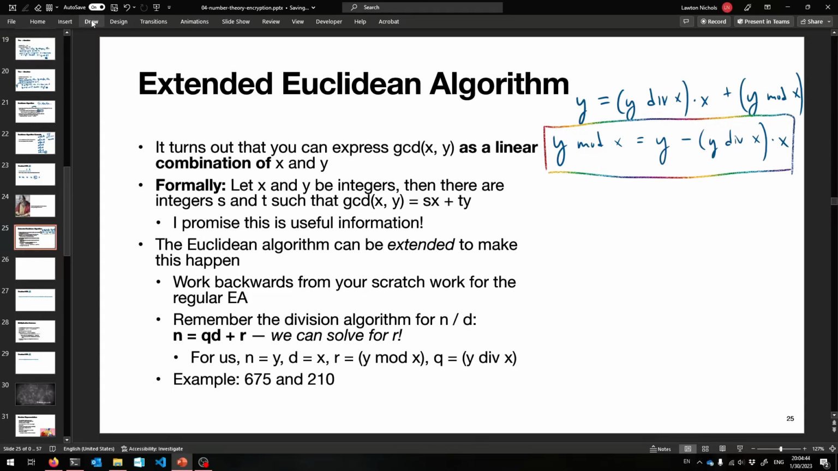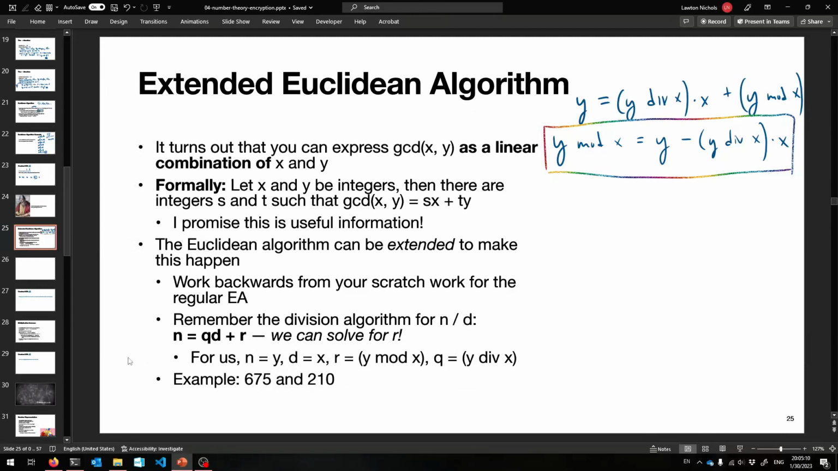Let's see, as an example, let's do 675 and 210. Let's do the GCD of those two numbers. Let's express the GCD, which I don't know what it is yet. I think if I look at my notes, the answer is 15. The GCD of these two numbers is 15. We're going to be able to express that 15 in terms of a linear combination of the two original numbers. All right? So here's how you do it.